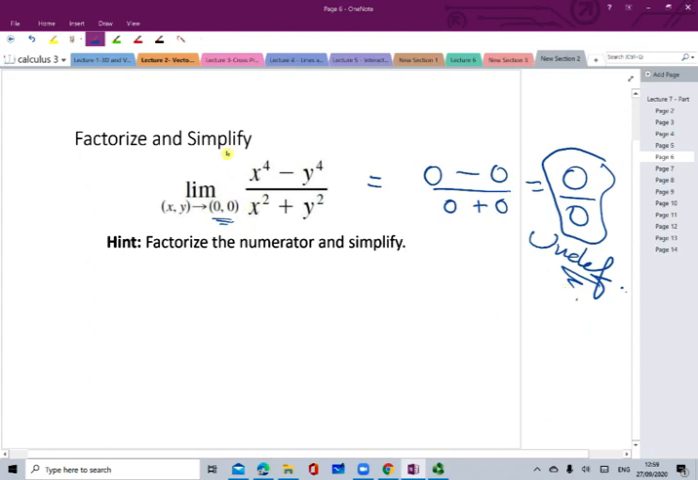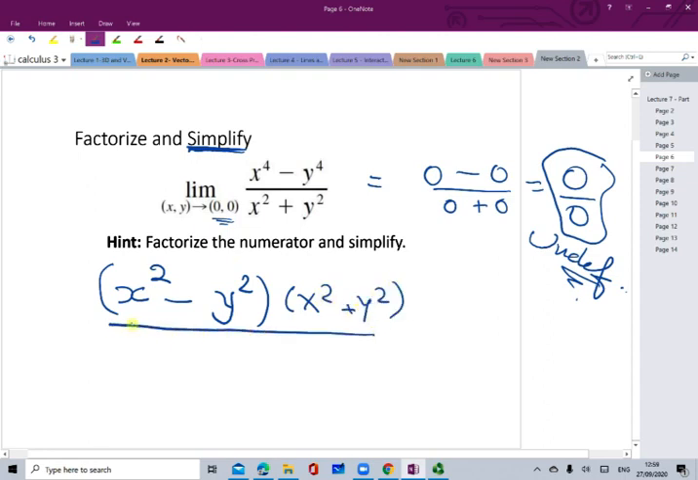Actually, the first thing that should come to your mind is to simplify. Can I simplify more to find a real number? Let's try. Definitely here I can do some factorization. I'll end up with x squared minus y squared over x squared plus y squared. They will cancel out with each other.